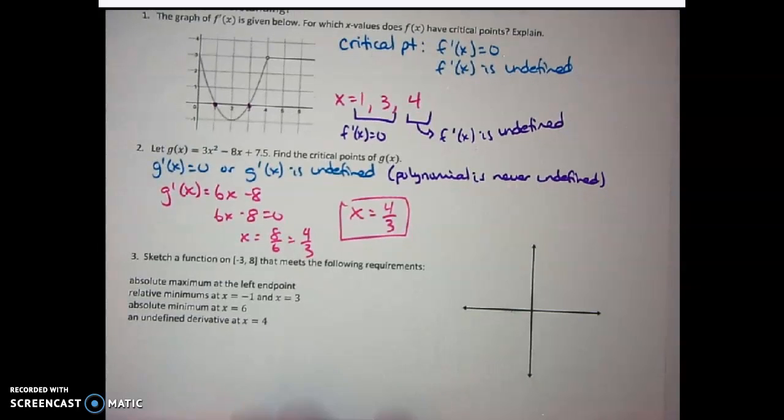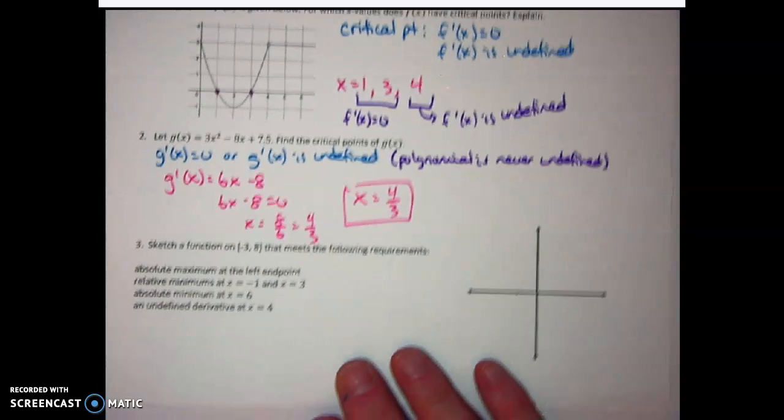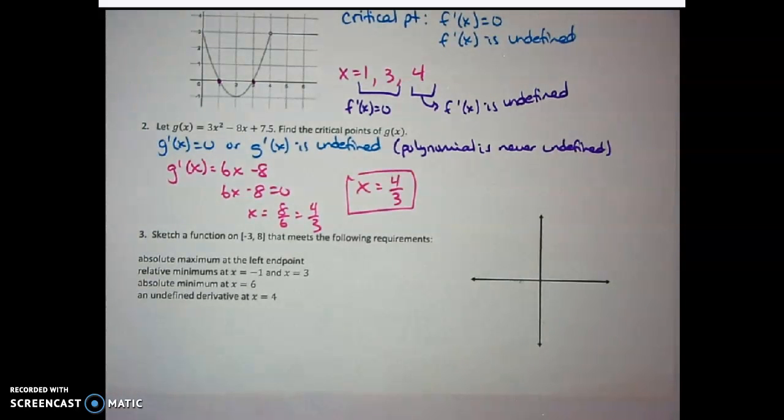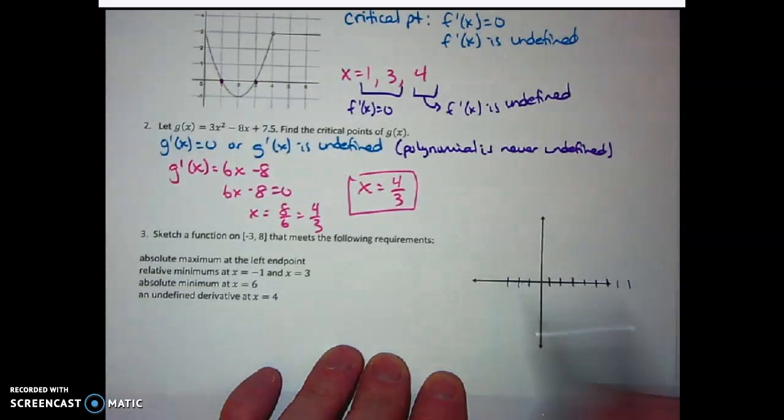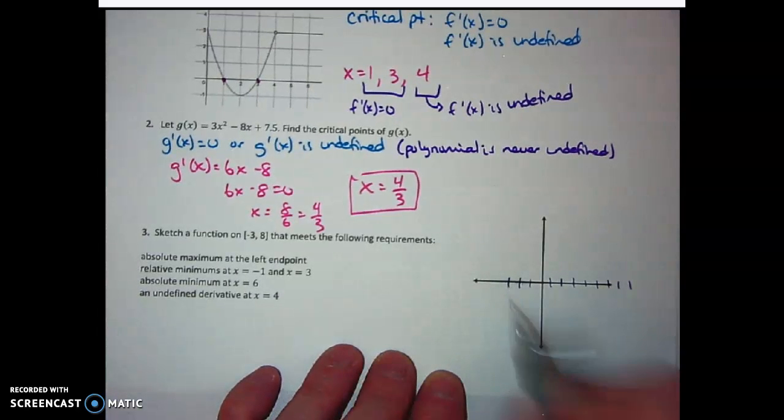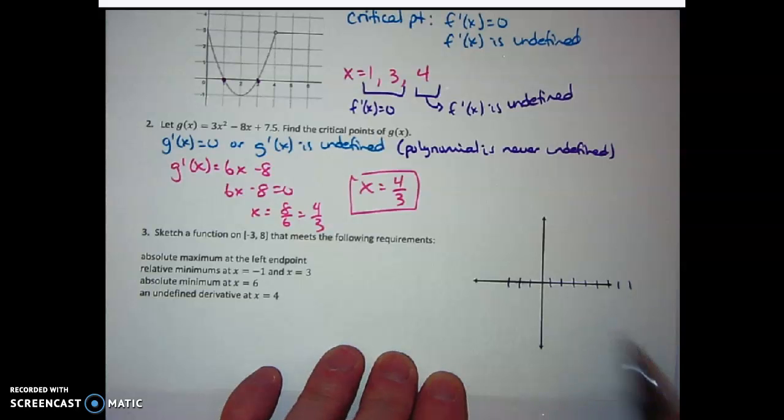Example number 3. Sketch a function on the interval from -3 to 8 that meets the following requirements. These are tough to do. I challenge you to do these. Pause the video and try to do what you can. Let's walk through this. First thing I did was I drew my interval, -3 to +8. There's an absolute maximum at the left endpoint.